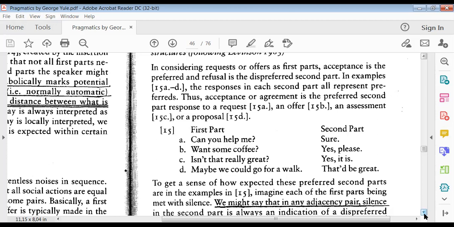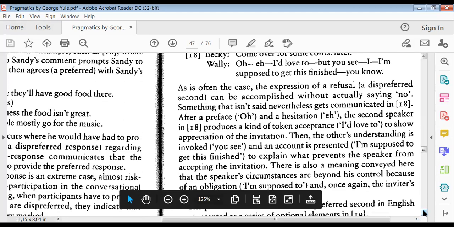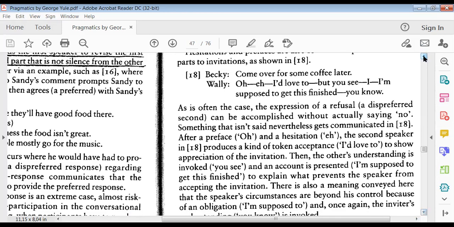Isn't that really great? Yes, it is. So this is the preferred response. And maybe we could go for a walk. That would be great. So all of these are preferred responses.